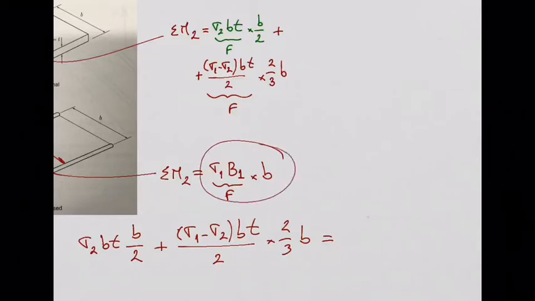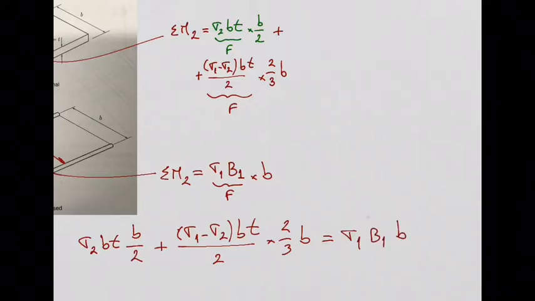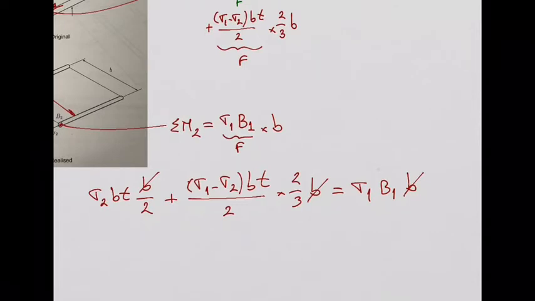Now I need to say this is going to be equal to the moment at the same point for the idealized structure. So this needs to be equal to sigma 1 b1 times b. Right? This guy cancels. What else can we simplify? Well, let me see. I can multiply everything by 2 eventually. Why am I doing that? Okay, so let's try to organize these terms.